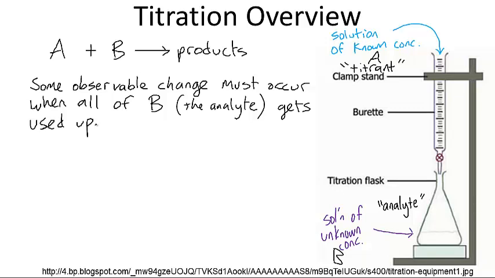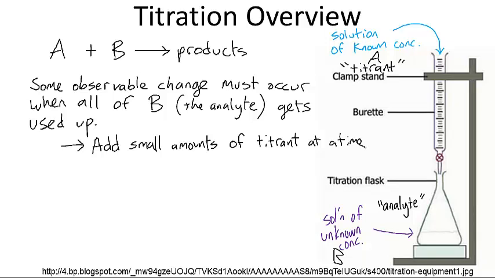All right. So our general strategy is add small amounts of titrant at a time. When the observable change occurs, record what volume of A was used.